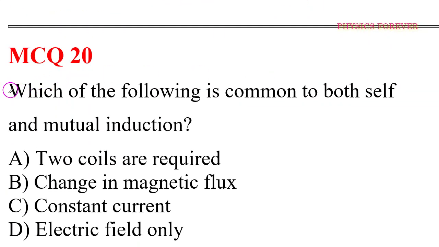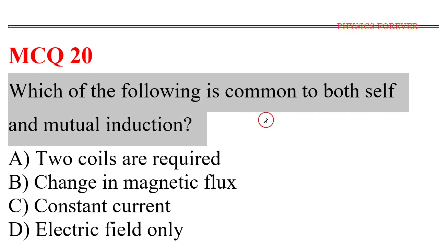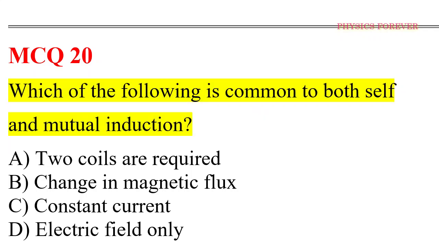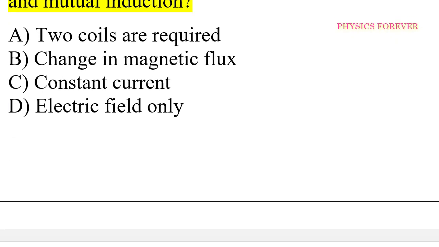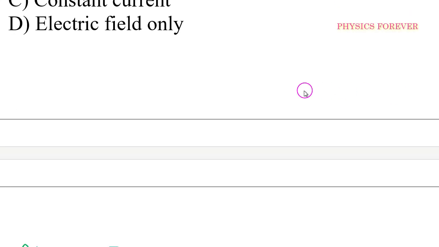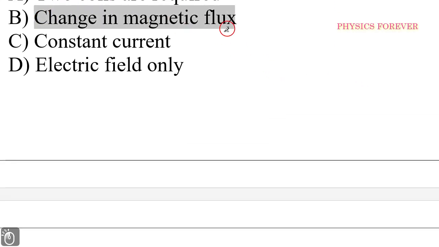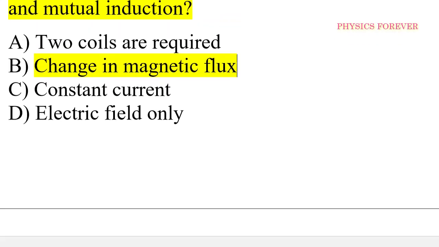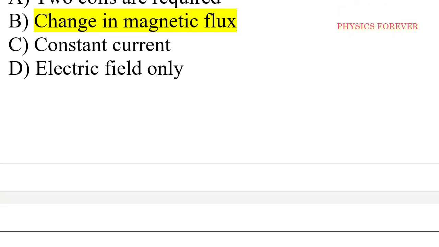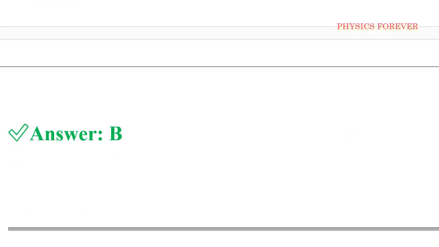Question number 20: which of the following is common to both self inductance and mutual inductance? That should be important. The answer is the change in magnetic flux. When does the magnetic flux change? When the current changes, the magnetic flux changes. When the magnetic flux changes, the induced EMF is produced. Option B is correct.